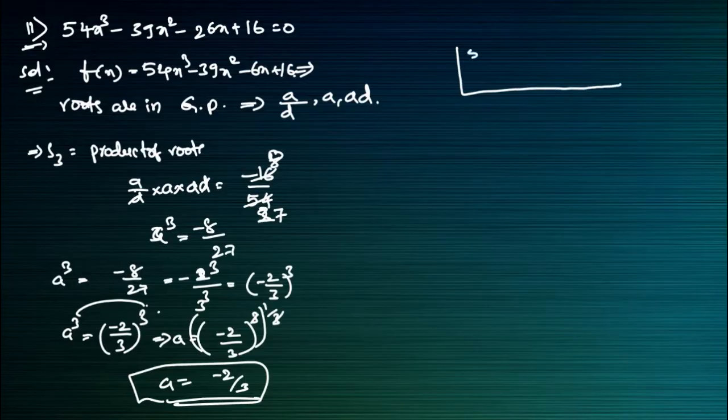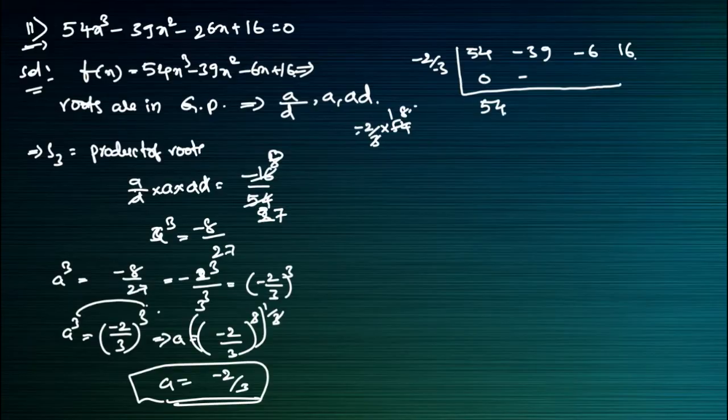Here 54, minus 39, minus 6 and 16. So we'll take x equal to minus 2 by 3. Here 54 into minus 2 by 3 into 54. 3 18s are 54, 3 12s are 36, 18 2s are 36, so minus 36 will come. So minus 36 this one will become minus 75 now. Minus 75 will come. 75 into minus 2 by 3, minus 2 by 3 into 75.